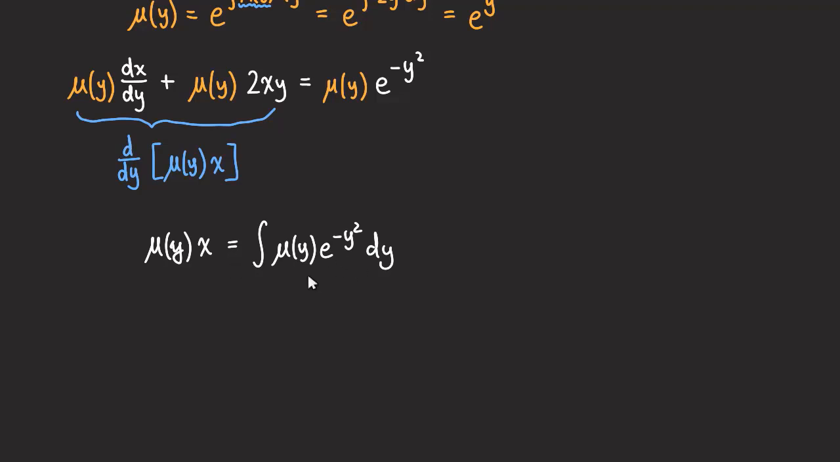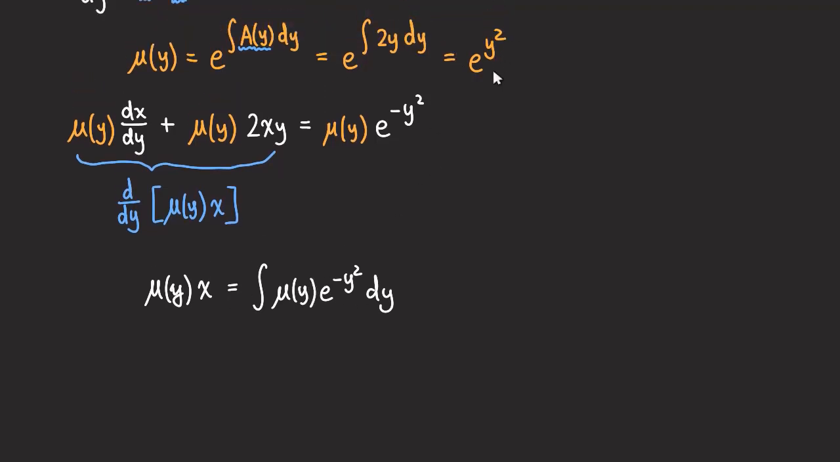And don't forget that we already have the integrating factor mu of y, which is e to the y squared. So we can now replace the mu of y by e to the y squared. The next step is to just make the substitution. So then we have e to the y squared times x is equal to the integral of e to the y squared times e to the negative y squared dy.